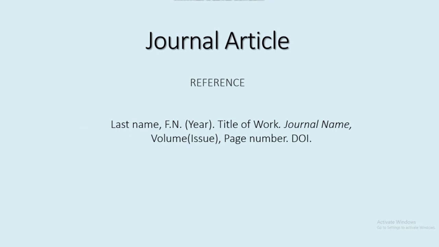For journal articles, your in-text citation would look the same as the book's in-text citation. And for references, everything will be the same except the journal name will be in italics instead of the title of the work, and you have to mention the volume and issue and page number as well. If this journal is an online one, then you mention the DOI, which is a tracking number given to every journal.